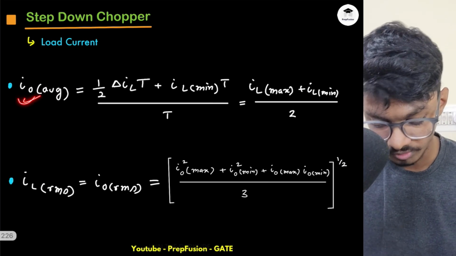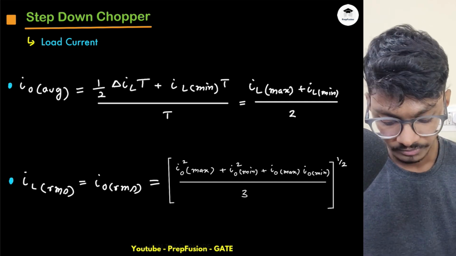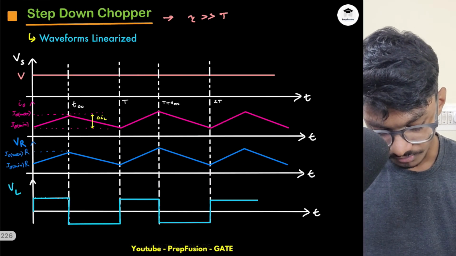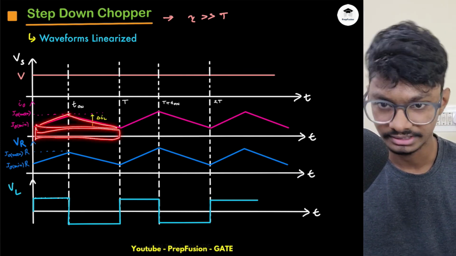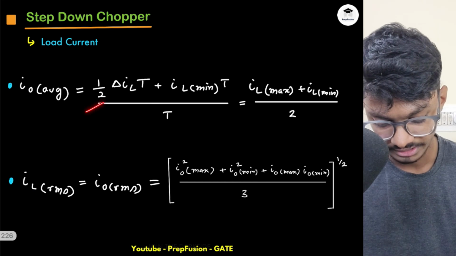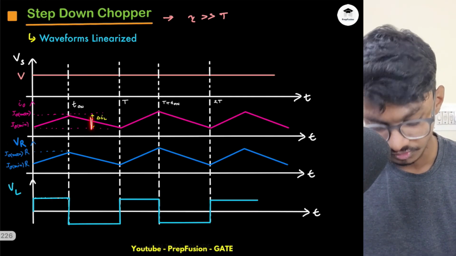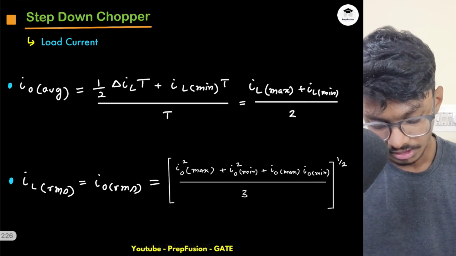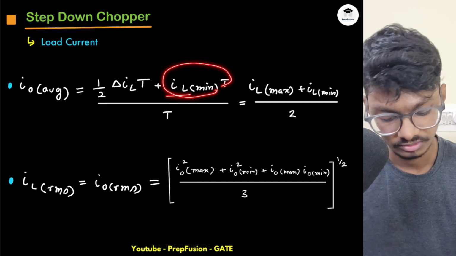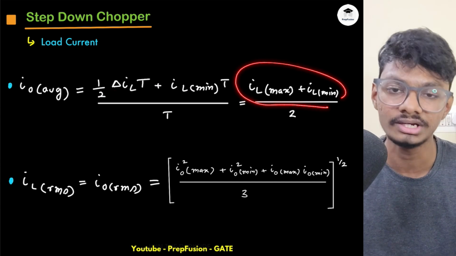Now what will be my IO average? The IO average computation has become very simple now, because the output current is basically this rectangle and this triangle, right? So I can simply write the area of the triangle, which is delta IL into T. This distance is the ripple, that is delta IL, which is IO maximum minus IO minimum, plus this rectangle. If I simplify everything, it will be (IL max plus IL min) divided by 2.